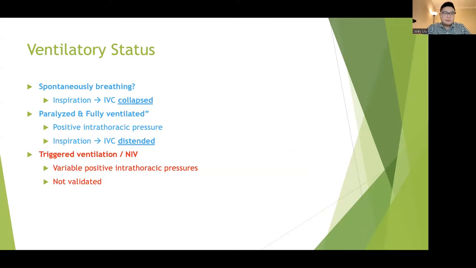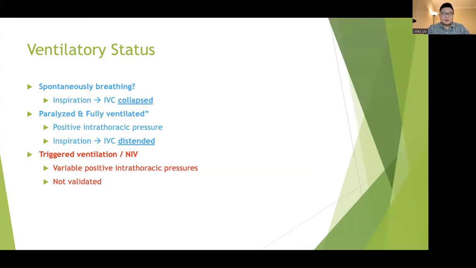And finally, whether the patient is spontaneously breathing or they're in the ICU and paralyzed also matters. As we said in the beginning with the physiology, the spontaneously breathing patient would have negative intrathoracic pressures when they inspire, so their IVC would collapse. Whereas paralyzed and fully ventilated patients in the ICU would have positive intrathoracic pressures because they're ventilator dependent. And with inspiration, the IVC actually becomes distended rather than collapsed.